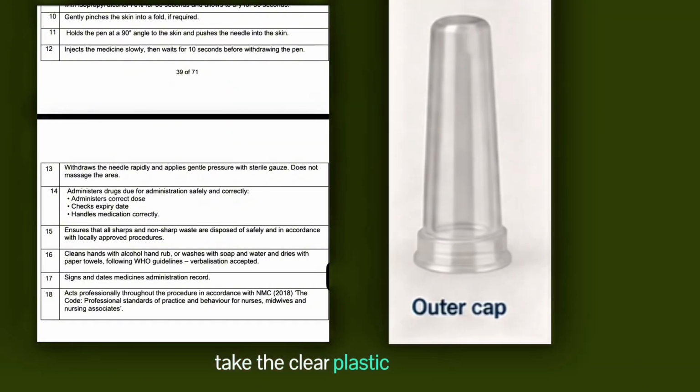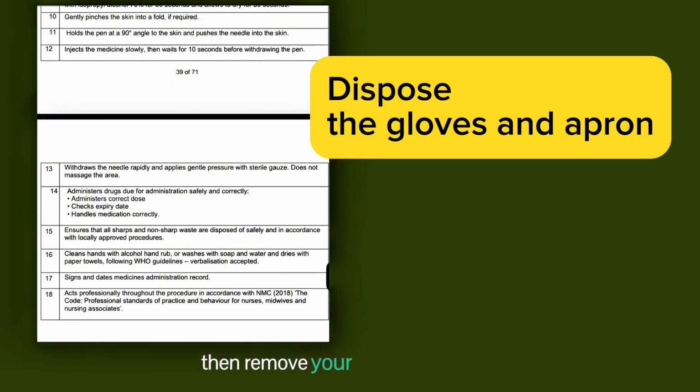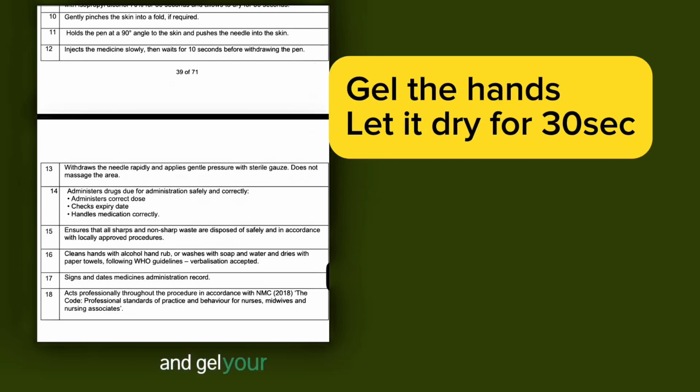Take the clear plastic needle cap, not the smaller white cap. Place it on top of the needle. Push down and then twist off. Once removed, place the needle into the sharps bin. Then remove your gloves and apron, gel your hands and let them dry for 30 seconds.